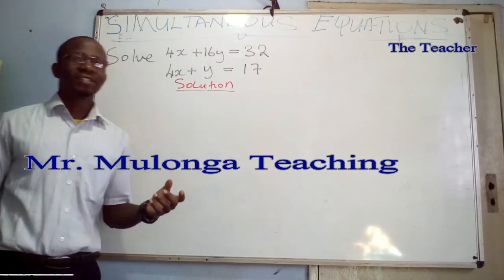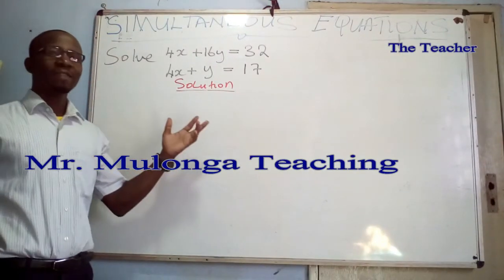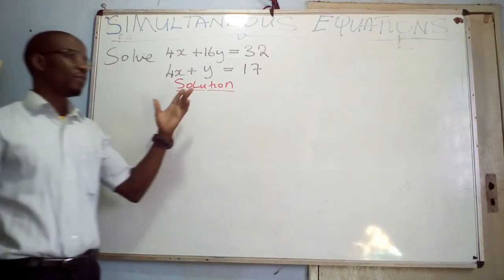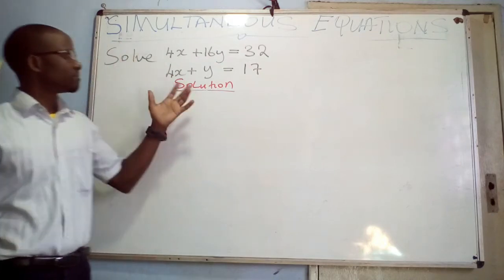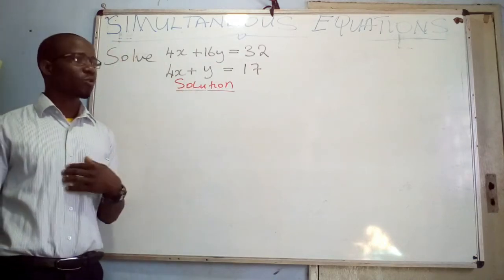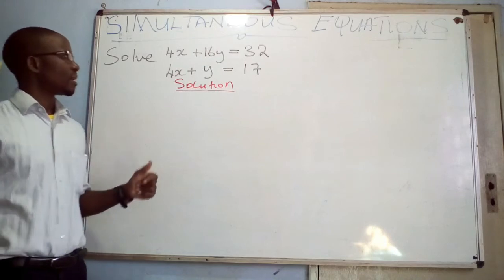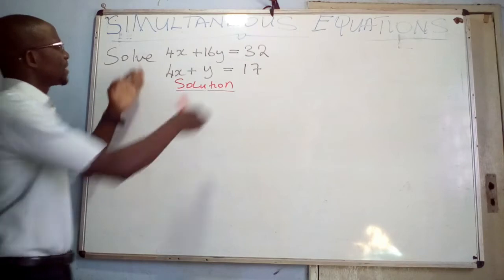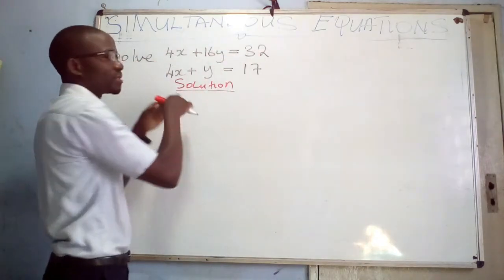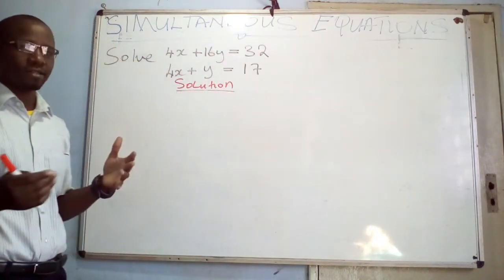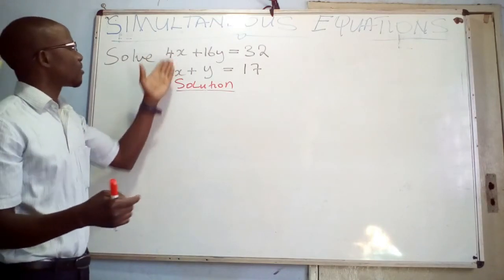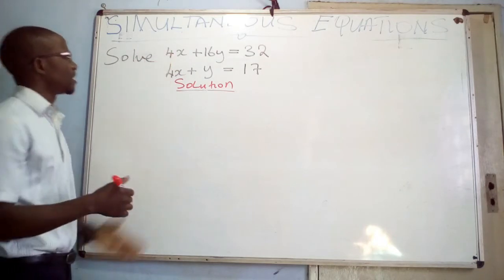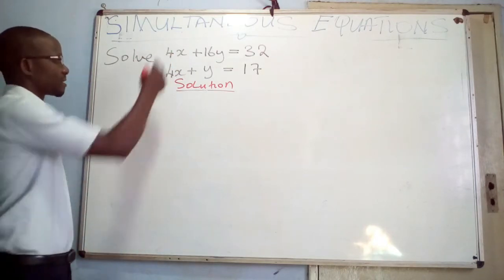Welcome to the lesson. Simultaneous equations can be solved in so many ways. I've decided to use one of the methods, a method called the elimination method. If you use the elimination method, it means that you have to get rid of one of the two variables, either x or y, so you decide. In this case, the coefficients of x are equal, both 4, so we can decide to eliminate x.